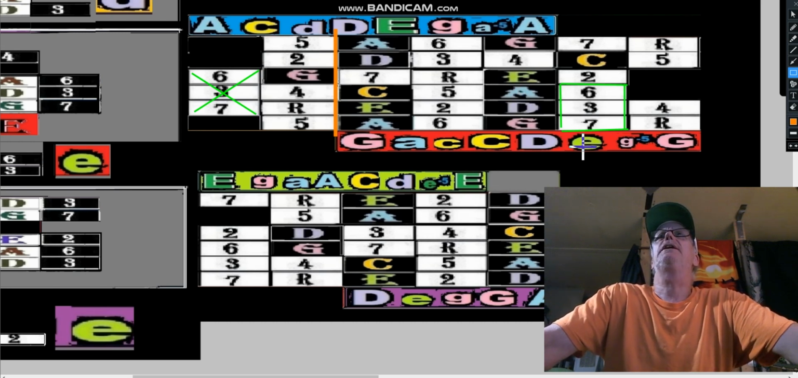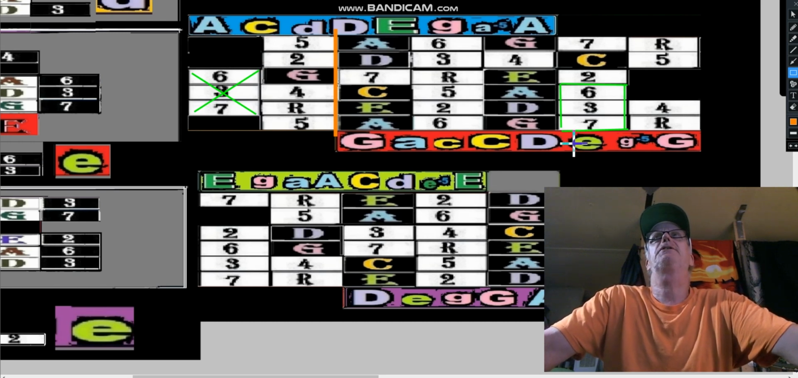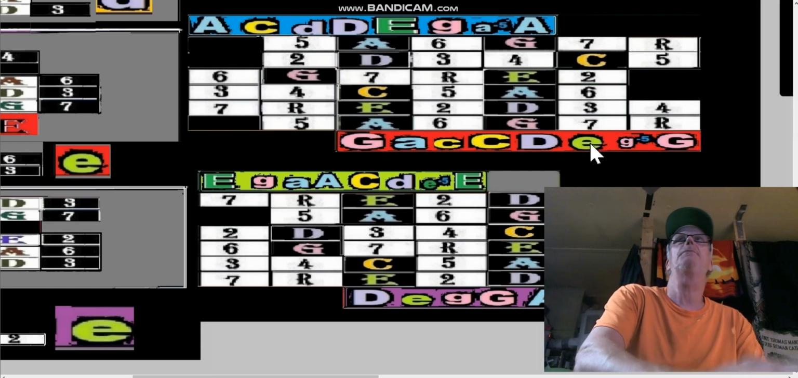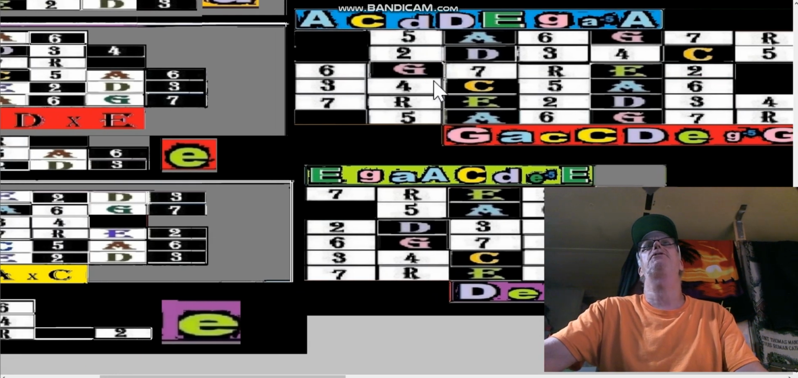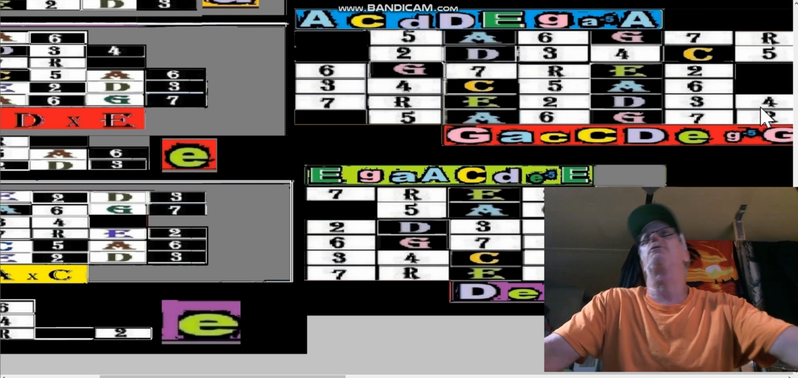So this little E is an E minor shaped A minor. Okay, just remember that. It's an E minor shaped A minor. That's where the little E came from, the G shape. Sure, we can play this thing right into the G shape.